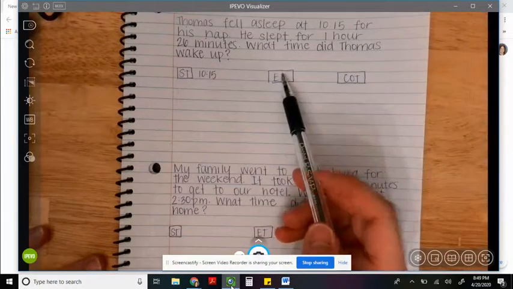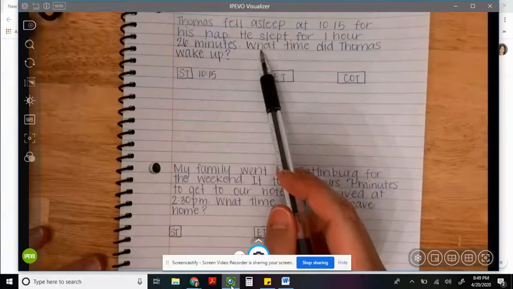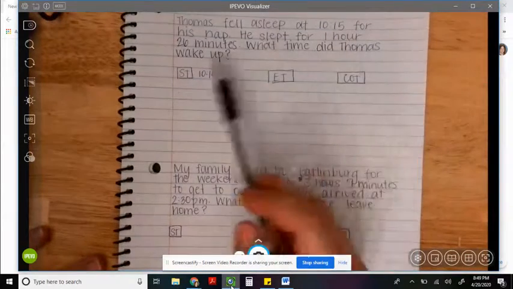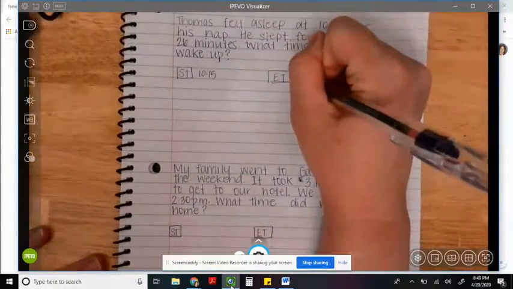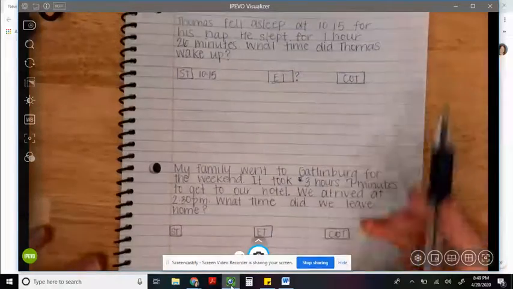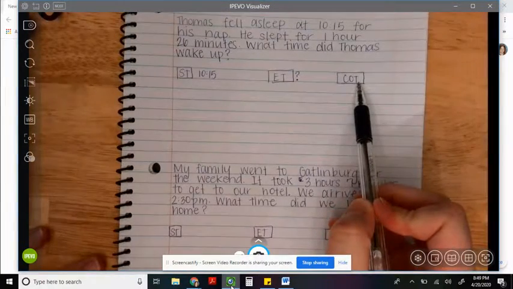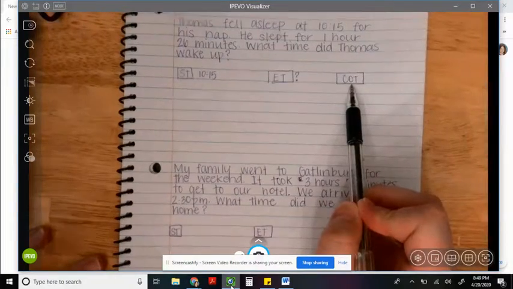End time. Well, does it tell me what time he woke up? No, in fact, it says, what time did Thomas wake up? Well, waking up is the end of the nap. So for this problem, I don't know the ending time. So let me see. I hope the change of time is in that problem somewhere, because I know that I have to have two of these three parts in order to solve.